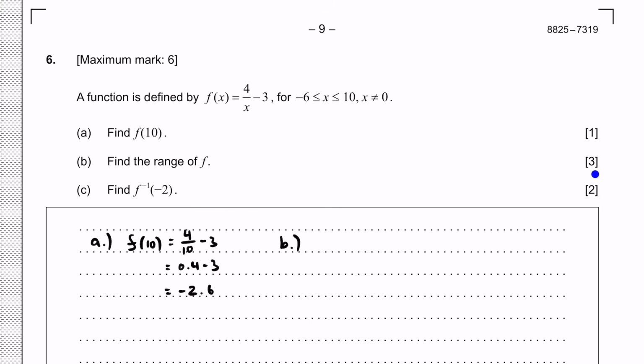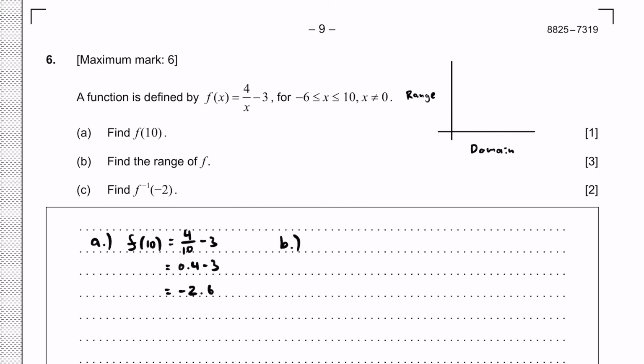Part B is a 3-mark question, and here we're asked to find the range of f. So just a quick review of what we're talking about when we're talking about domain and range. Domain is the set of inputs that we can feed into our function. Here they already told us x is greater than or equal to negative 6, less than or equal to 10, can't be 0. And the range is the set of outputs over this given domain.